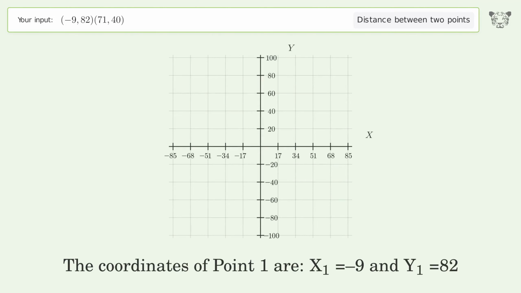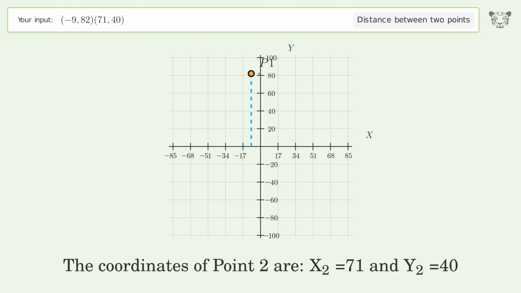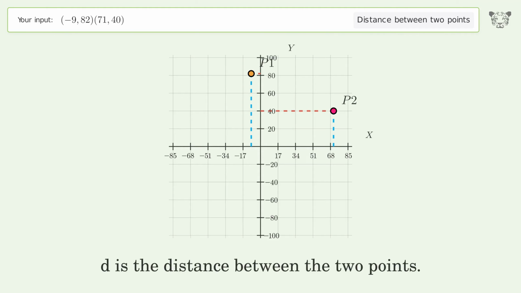The coordinates of point 1 are x1 equals -9 and y1 equals 82. The coordinates of point 2 are x2 equals 71 and y2 equals 40. D is the distance between the 2 points.